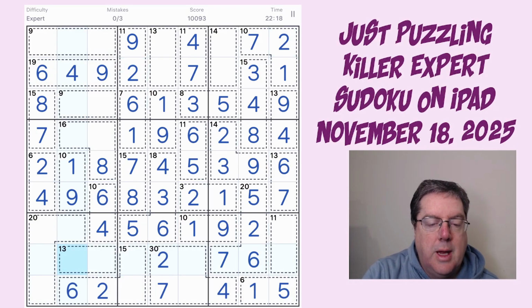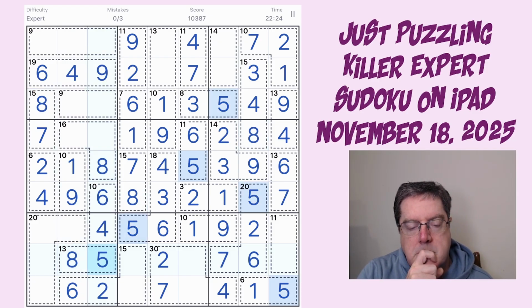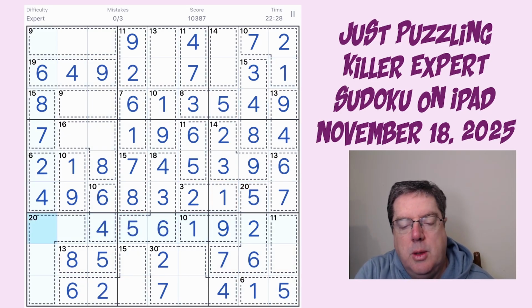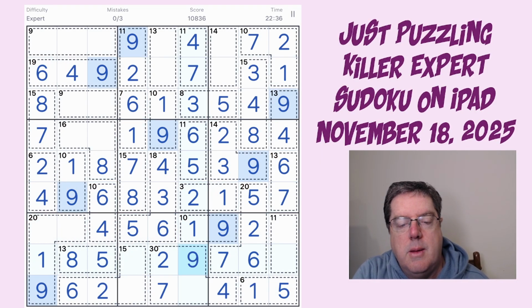That now means this is 8 and 5. 8 can't be there, so 8 is here, leaving this to be a 5. 1 comes across here, 1 comes across here, so that's a 1 there. 9 comes across here, so that's a 9 there. 9 comes across here, so that's a 9 there.